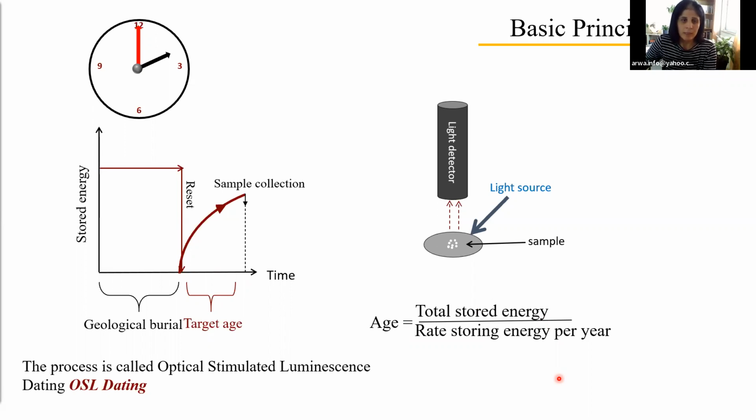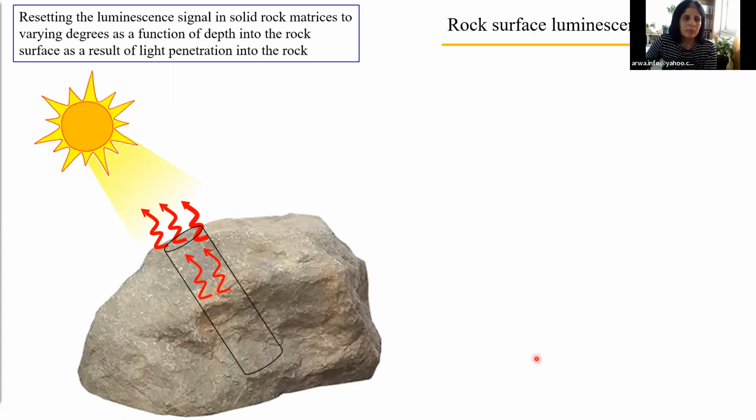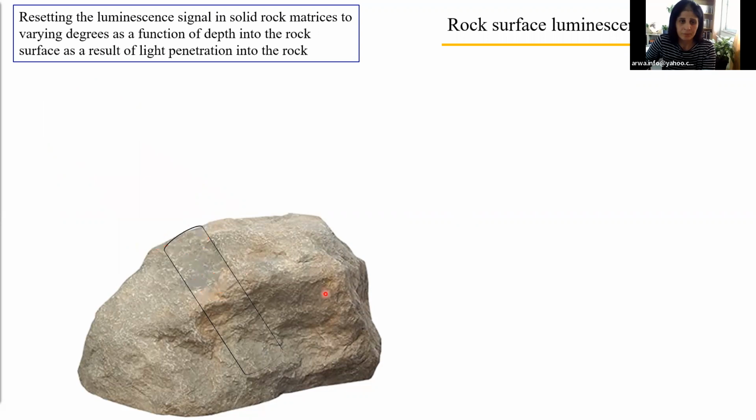However, this scenario works for loose grains of sediments, but it is different when we are dealing with rock and solid matrices of rocks. In that concept, luminescent signals do not bleach directly by exposure to sunlight. That is because the sunlight penetrates gradually into the rock matrices. Therefore, rock surface dating depends on the gradual bleaching of the luminescence signal deep into the rock as a function of depth and time.